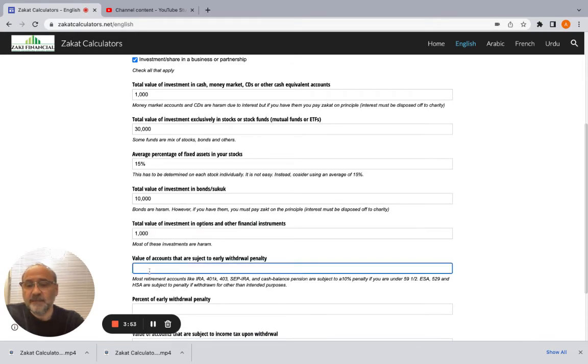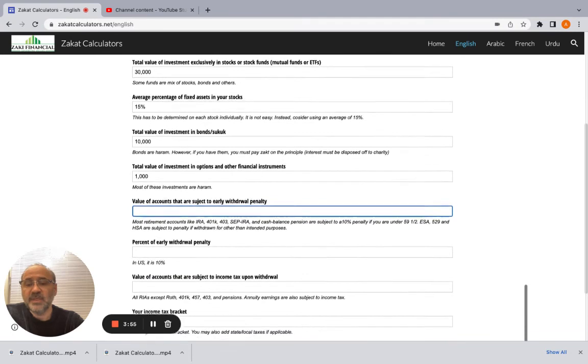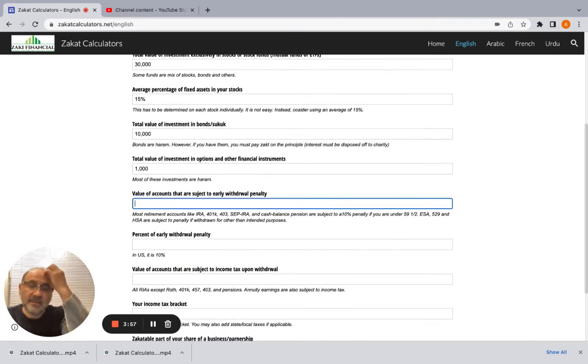And finally, we go to the retirement portion. We mentioned above that the retirement account is subject to penalty and tax, right? So let's say over there in the above sections we mentioned we invested 30,000 in stocks, 10,000 in bonds, and 1,000 in options, at 31,000. How much of that is retirement account? Let's say $20,000 is retirement account.